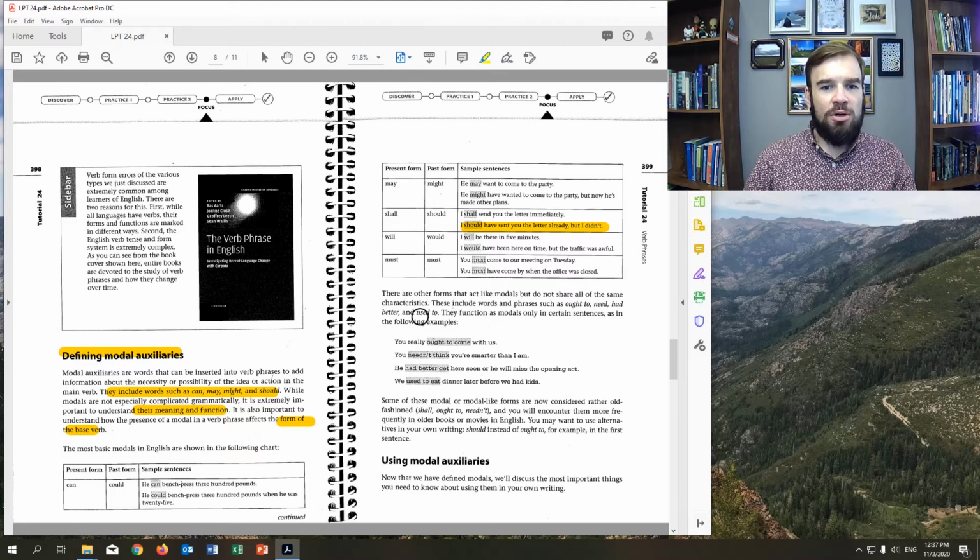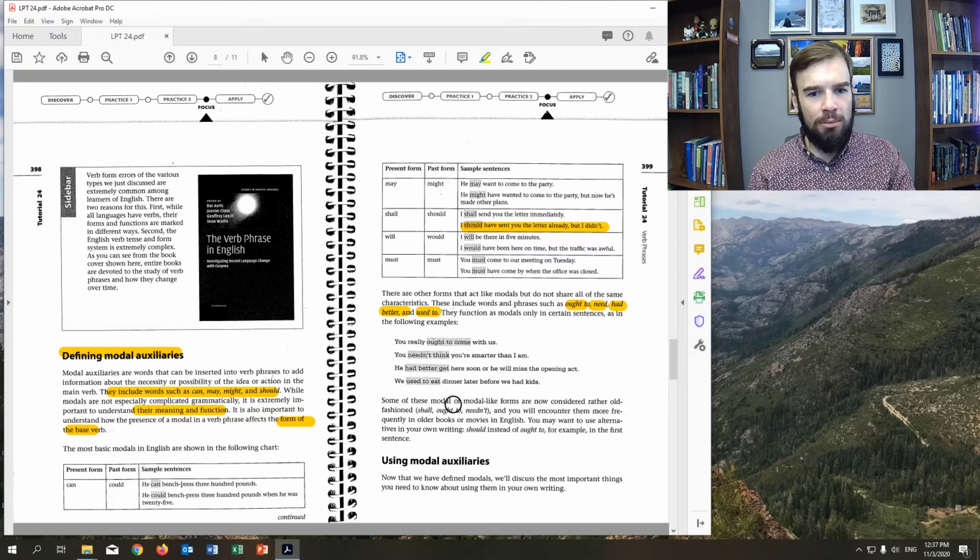There are other forms that act like modals but do not share all of these same characteristics, all of these same rules. These include words and phrases like ought to, need, had better, and used to. They function as modals only in certain sentences, like in the following examples. You really ought to come with us. You need not think you're smarter than I am. He'd better get here soon or he will miss the opening act. And we used to eat dinner later before we had kids.